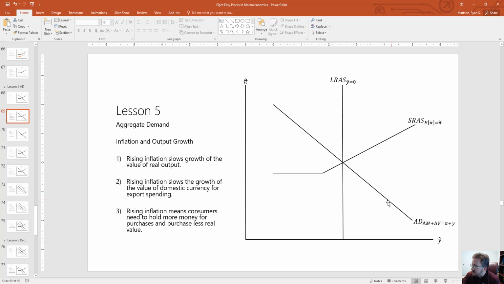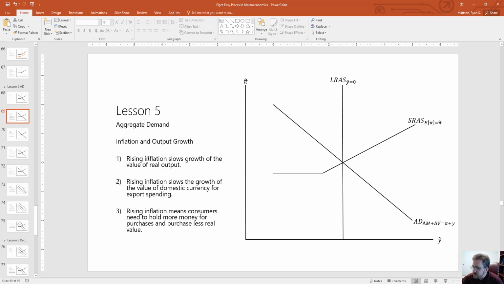So you can see this kind of already intuitively on an aggregate demand curve without thinking about the gaps either. Just the straight up growth rates, you should get kind of the same relationship here. Rising inflation slows the growth of value of real output. A rising inflation gap will also slow the growth of the value of the domestic currency for export spending. So there we have another kind of drag on the output gap with rising inflation.